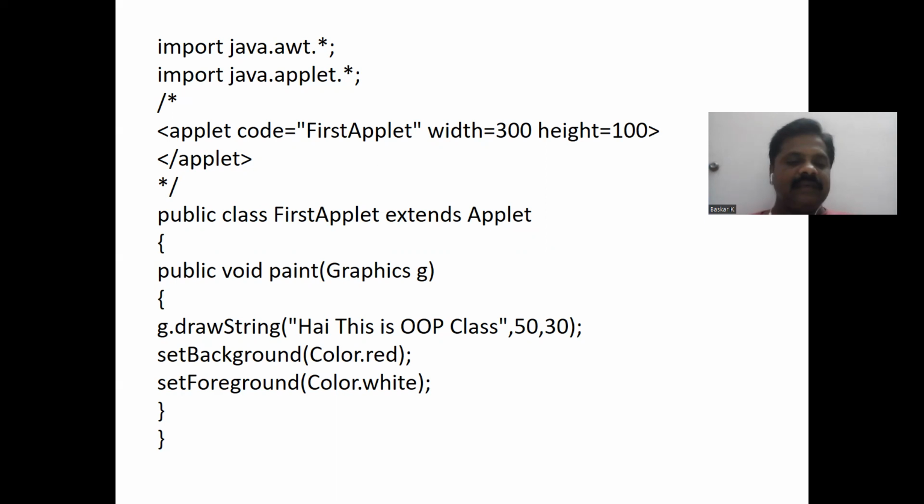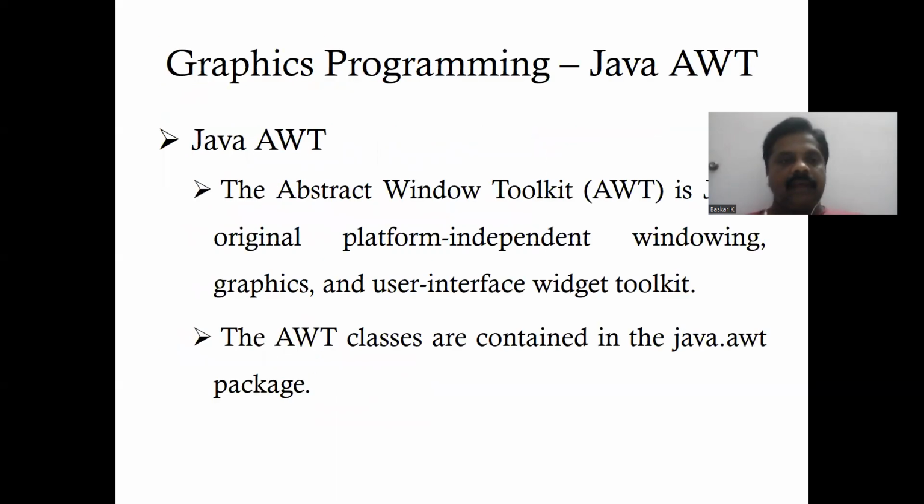After that, we are assigning the color red as the page background color and foreground color white. So this is the program we created by using applet. I'll execute this program in our lab session. Okay. Next, graphics programming in Java AWT.